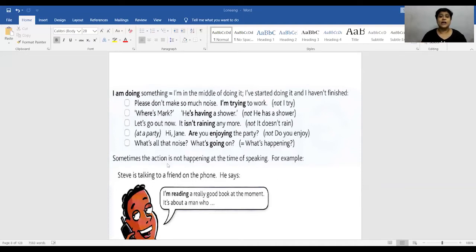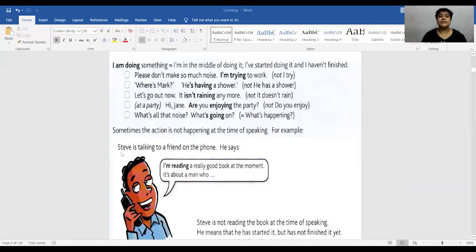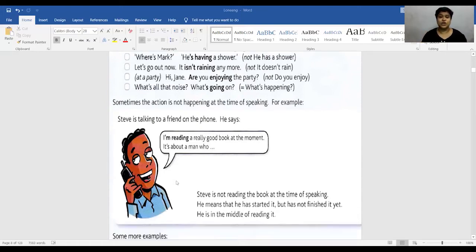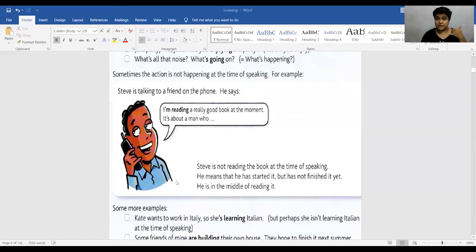So, sometimes the action is not happening at the time of speaking. For example, Steve is talking to a friend on the phone. He says, I'm reading a really good book at the moment. It's about a man, and they carry on with their conversation. So right now, Steve is talking on the phone, and he's telling whoever he's talking to that he's reading a book, but he's not literally reading a book right now.